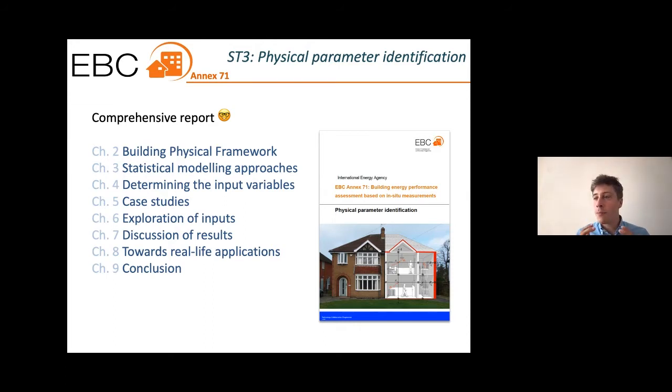To understand what we are doing, we begin with a building physical framework. So we look at what is happening in the building, how we are describing the thermal dynamic behavior of the building. I will go to the next slide.